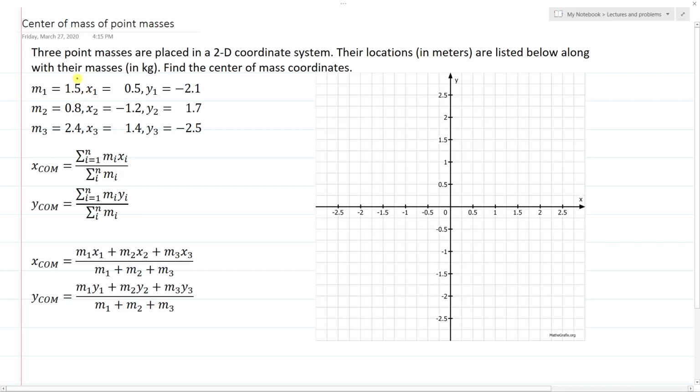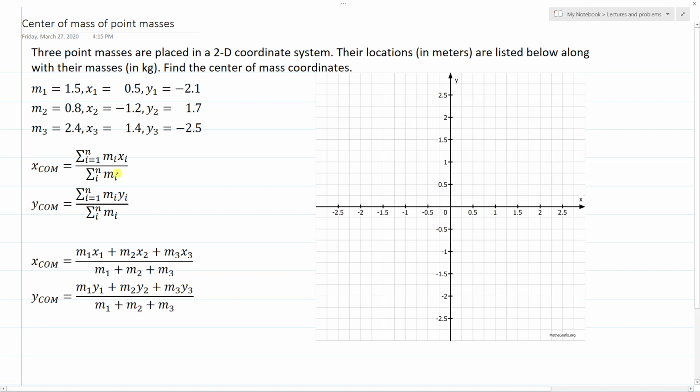So we have these masses, 1.5, 0.8, 2.4, and we also have their coordinates. So 0.5, 1.2, negative 0.4, 1.4, and then these positions. So first of all, the center of mass formula. So x center of mass is this summation running through all masses, m_i x_i, this is the mass and its corresponding x coordinate multiplied together. And then the bottom is the summation of all masses, m_i, so this is the total mass.